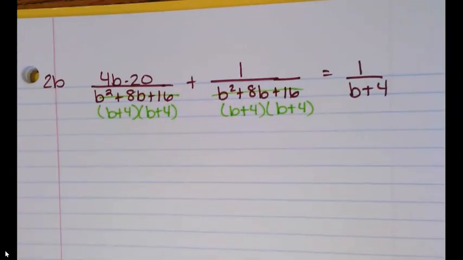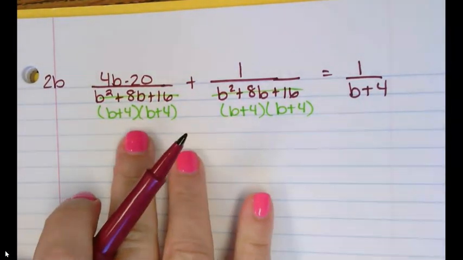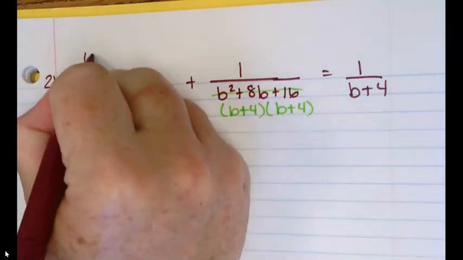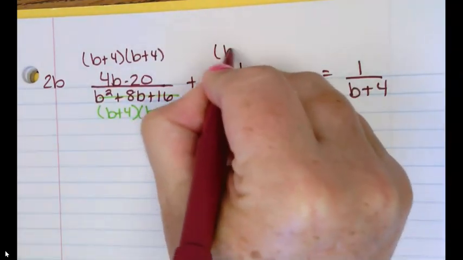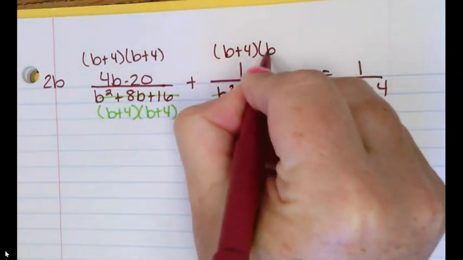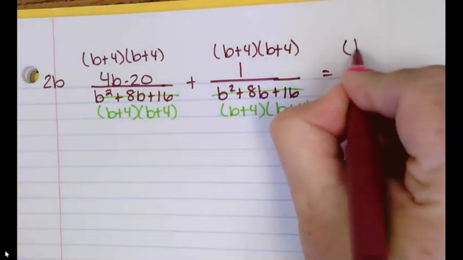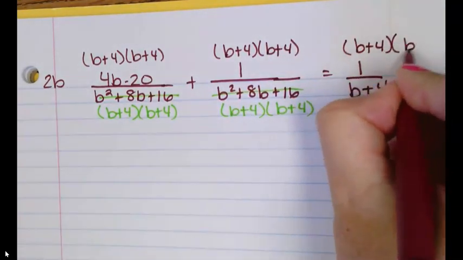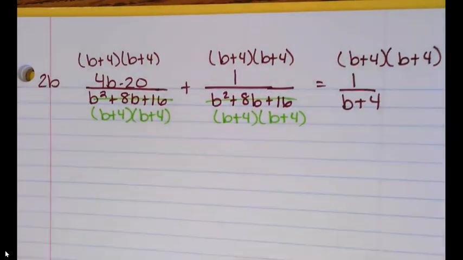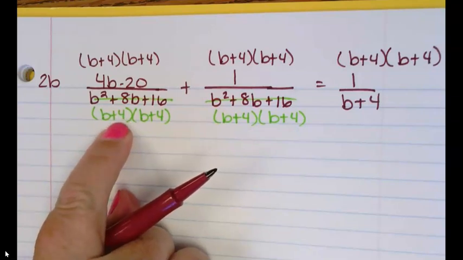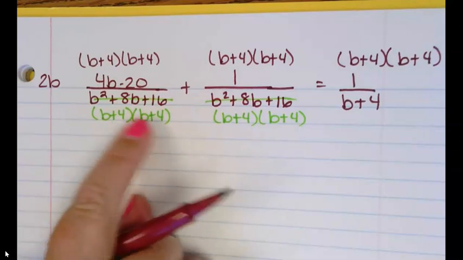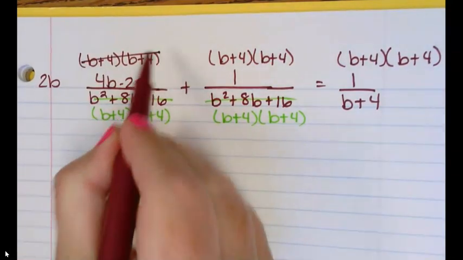Okay. So now to get rid of them, remember we're going to multiply by the common denominator, the biggest one. And we're going to do b plus 4 and b plus 4 on every term. Yes, even though they're the same binomial, you do still have to write it twice. So these two cancel out with these two.